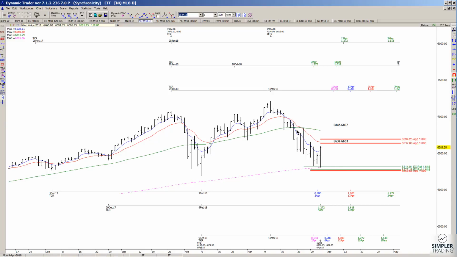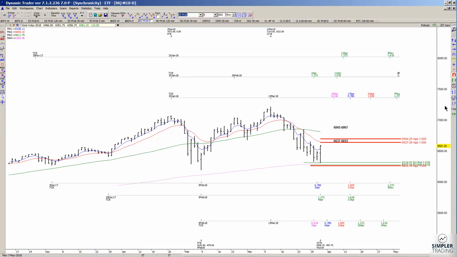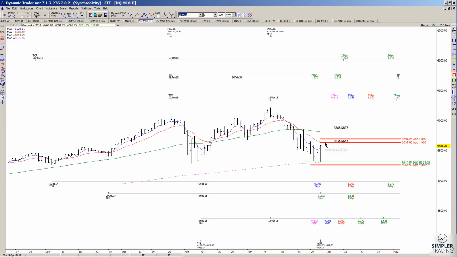We'll see if we can push through the resistance, then the rally can continue. But on a failure to clear it, be prepared for a possible resumption of the decline.